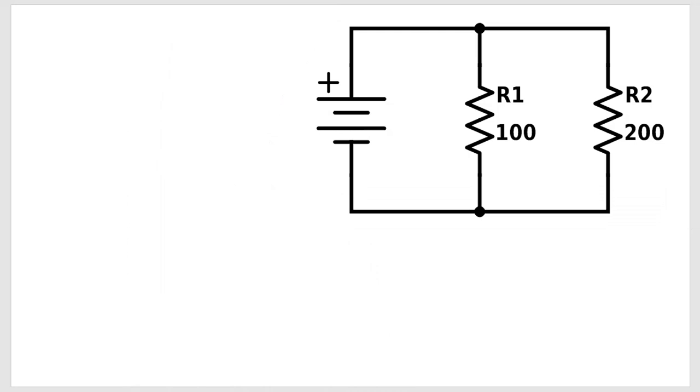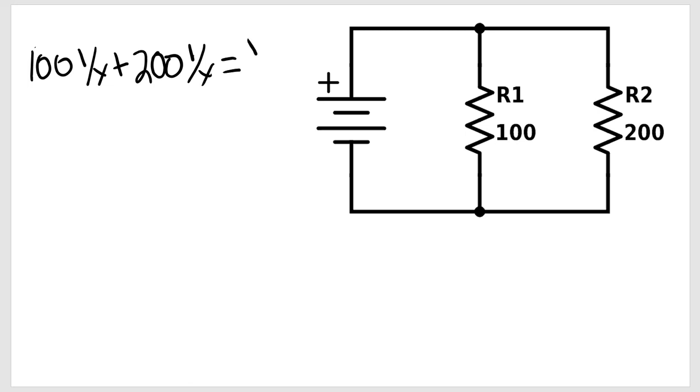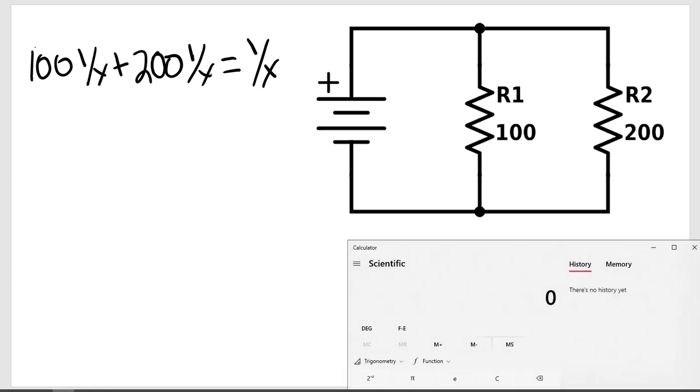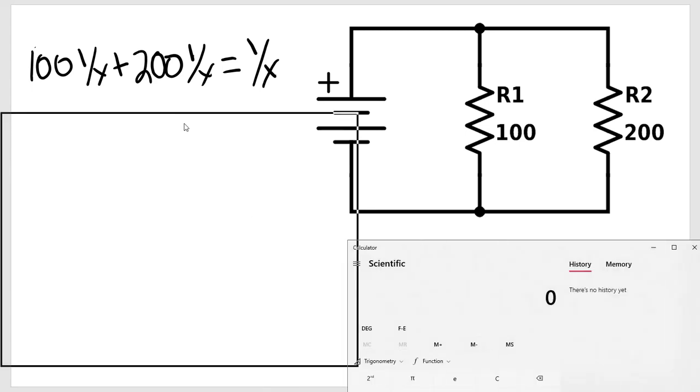So what we're going to do in our calculators, we're going to type 100, and then hit the 1 over x button, and hit plus, and then 200, the 1 over x button, and then hit equals and 1 over x one last time to give us our amount. If we were to do that on a calculator, it would look just like this. So I'm going to pull this calculator up.